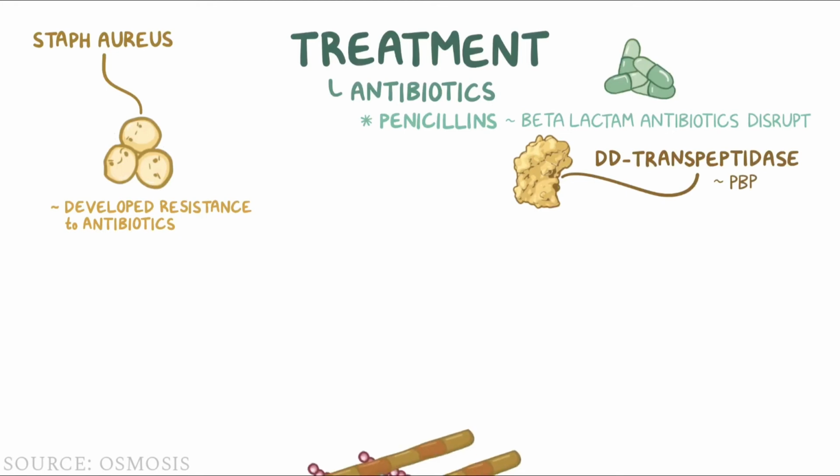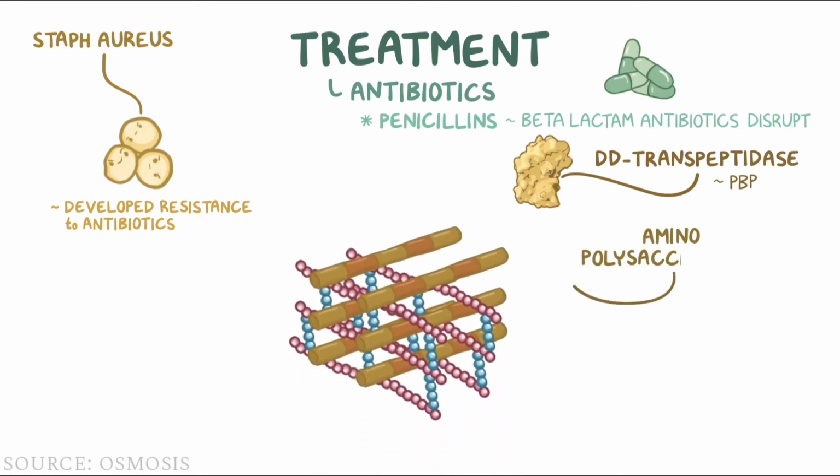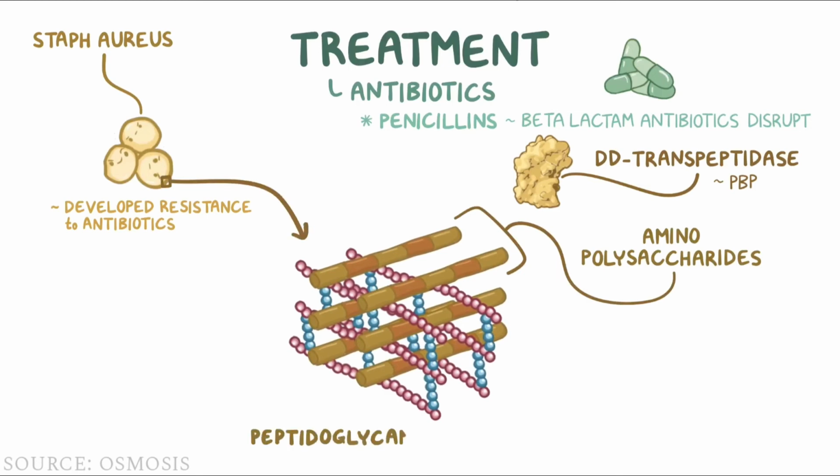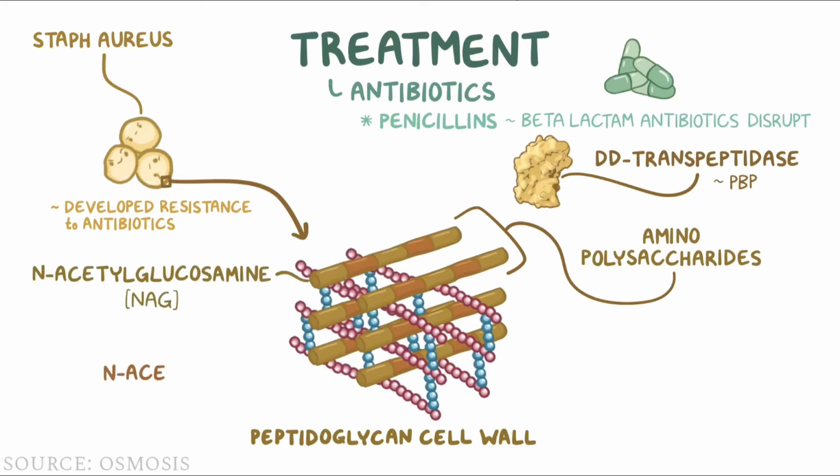PBP is in charge of cross-linking the long strands of aminopolysaccharides that make the peptidoglycan cell wall, running in parallel. These are made of segments of N-acetylglucosamine, or NAG, and N-acetylmuramic acid, or NAM, in an alternating pattern, so NAG, NAM, NAG, NAM, and so on, like a pearl necklace.